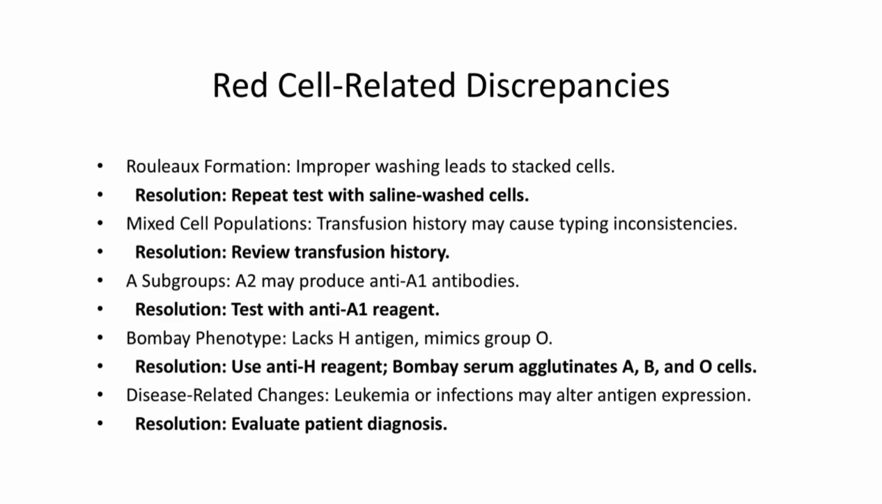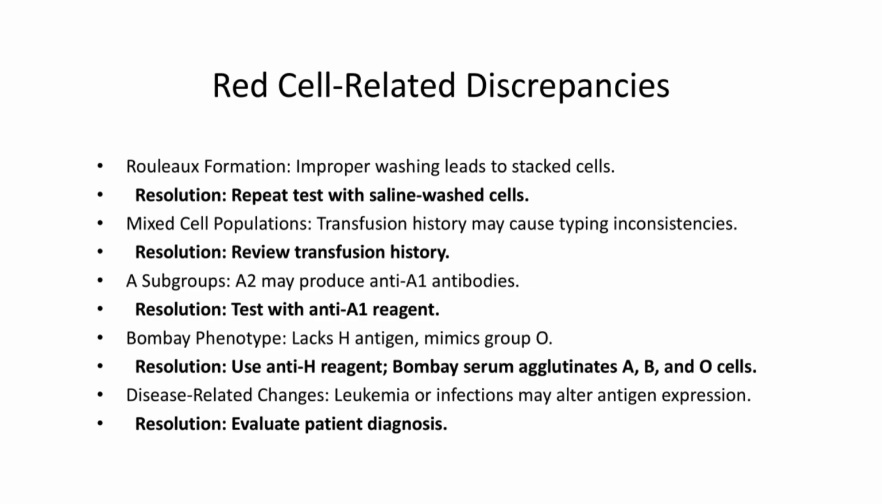Fourth, unusual genotypes, such as Bombay phenotype. The Bombay phenotype lacks the H antigen, which is essential for expressing A and B antigens. These individuals may appear as group O but have unique serological behavior. Resolution: A. Use anti-H reagent to test for the absence of H antigen. B. Bombay cells will not agglutinate with anti-H. Bombay serum will agglutinate cells from groups A, B, and O, including group O screening cells. C. Further identification may be needed, but is beyond the scope of routine testing.